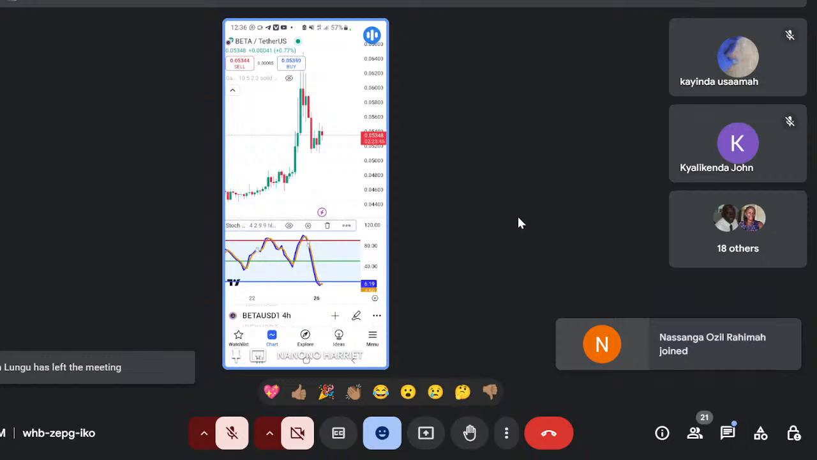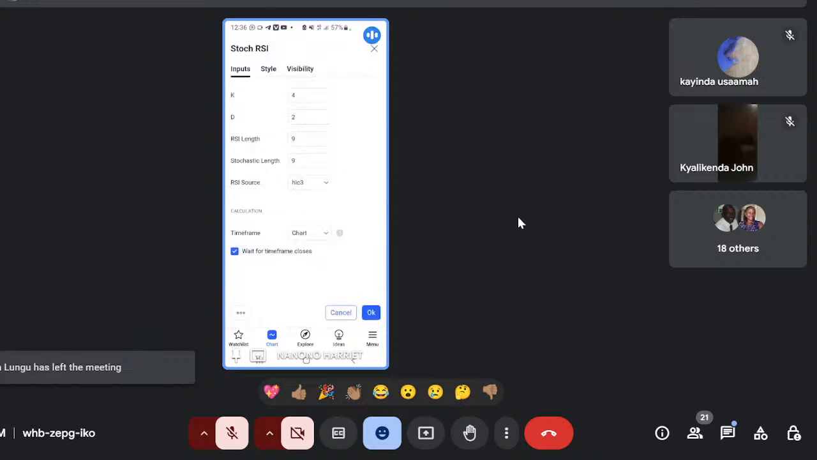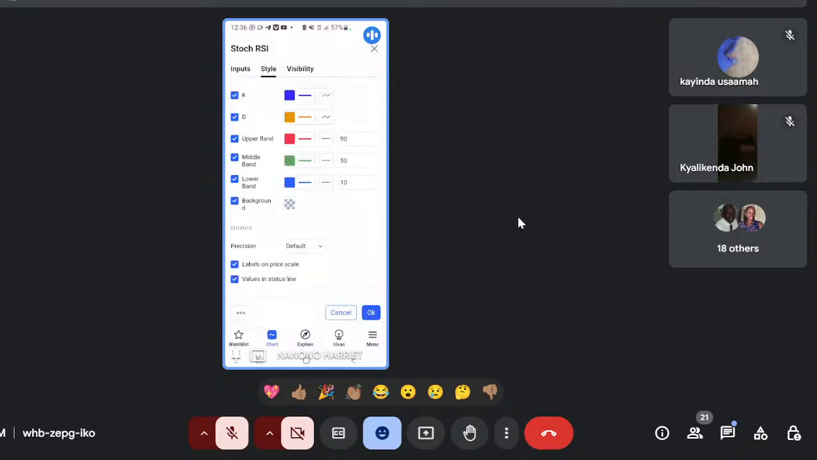Let me look at it and then we see its settings, for you to understand what I'm talking about. When we go to style, this is what I'm talking about. The lower band is at 10. The middle band is at 50. And the upper band is at 90. Meaning, if you are going to use the RSI to do any trade, make sure that it is above 10.